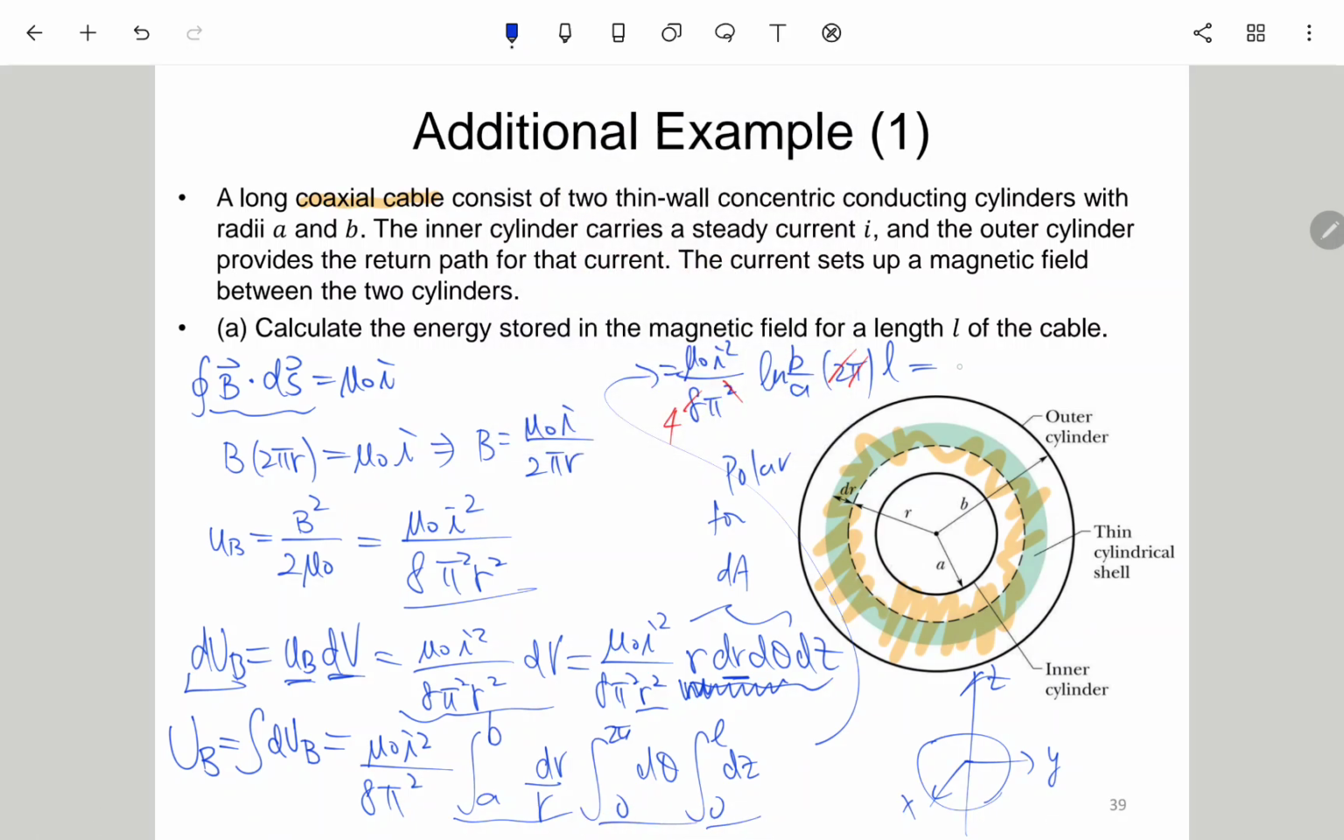So finally the expression is mu 0 I squared small l over 4 pi, times natural log of b over a. Yeah, it's somehow similar to the cylindrical capacitor. The expression is similar to that one. If you're interested, you can try to compare them.